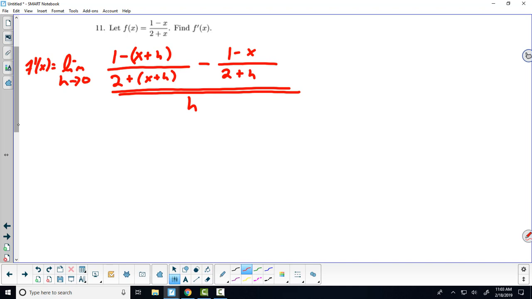There are two ways you can do this. One is to get a common denominator for your two fractions and then combine it. I prefer to do it this way instead. I'm going to say that the LCD for all the small fractions would be 2 plus x plus h and 2 plus x.